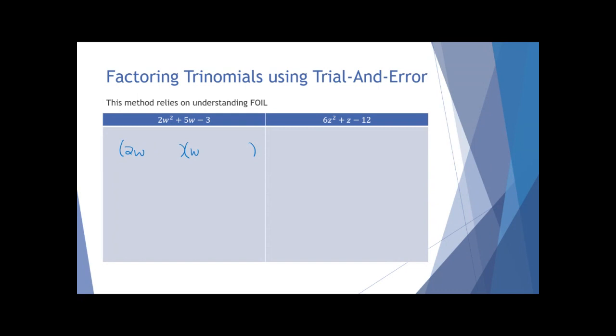So it's called trial and error because you're basically guessing and checking and trying to get the right combination. So I need my last two numbers to multiply to a -3. So the only way that multiplies to 3 is 1 and 3. 1 times 3 there. Now I have to make sure I have the right signs by basically doing FOIL to check to see if I get the right combination.